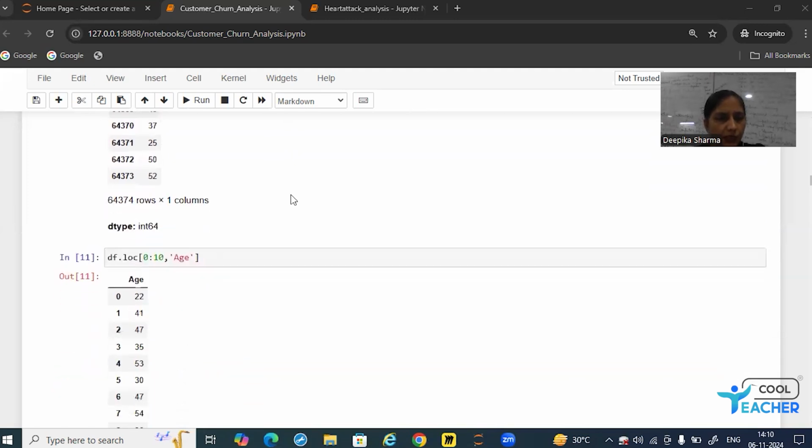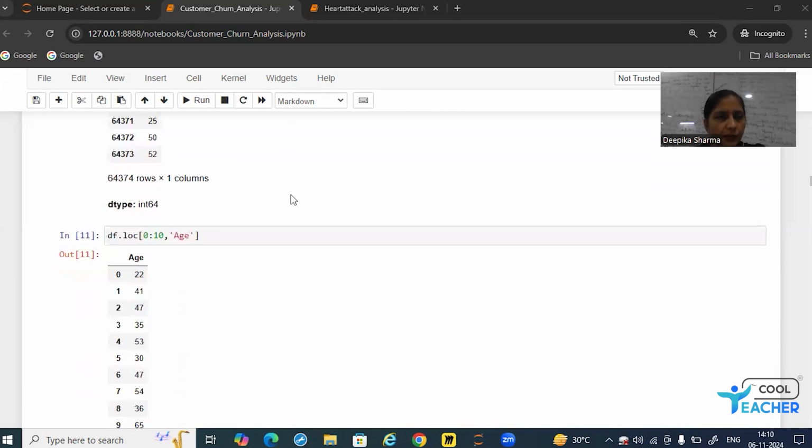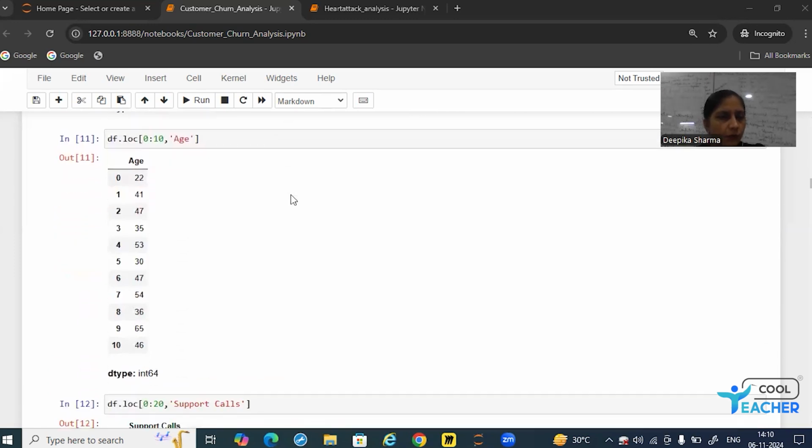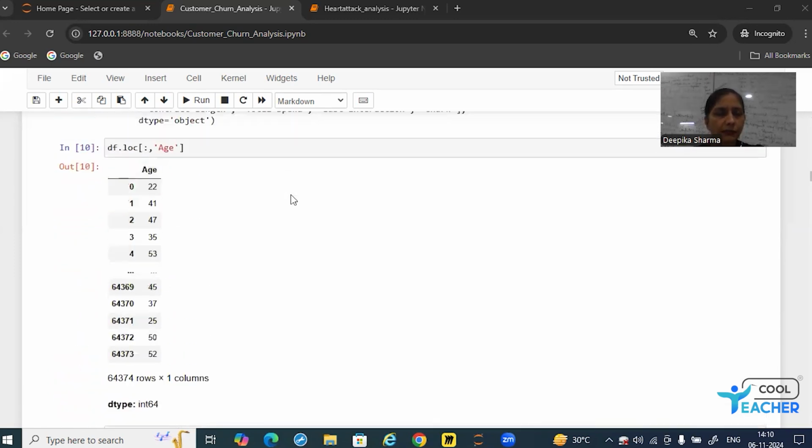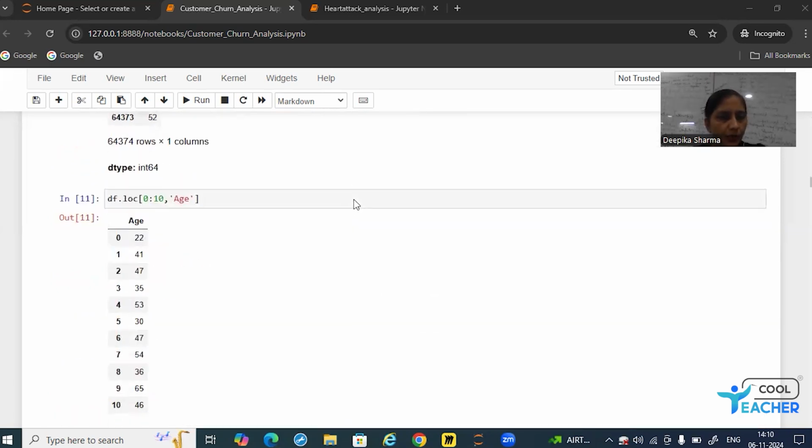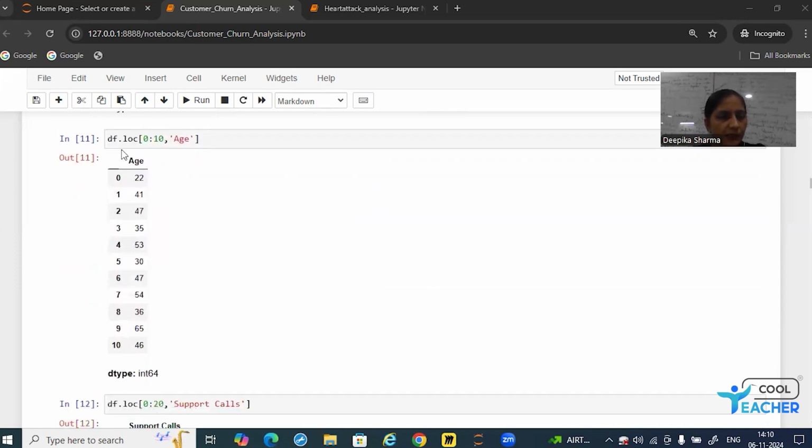Suppose here I want to check it out with the loc function. First, the top 10 rows with the age column, because if you take it entirely without any indexing, I'm just giving the range, so from 0 to the entire record, it just gives me the age column. But if I'm taking df.loc 0 to 10, it gives me the rows from 0 to 10 for the age column particularly.